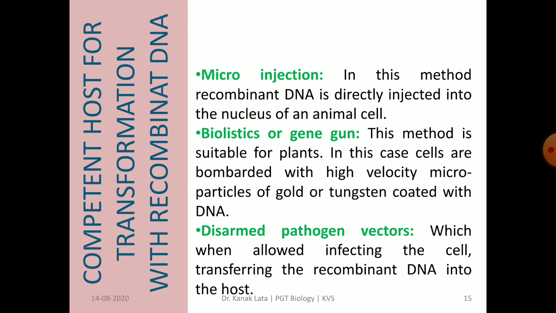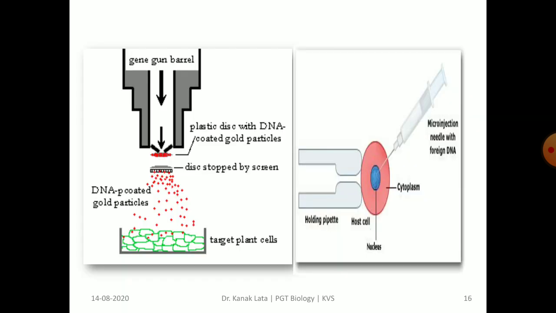The last method to make the host competent is by disarmed pathogen vectors, which when allowed to infect the cell, transfer the recombinant DNA into the host. Here you may observe the figure of the gene gun and also the microinjection. So this is all about today's session.